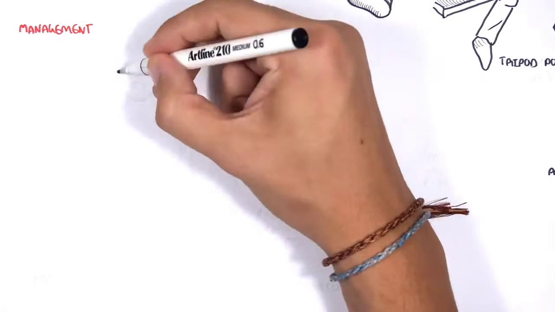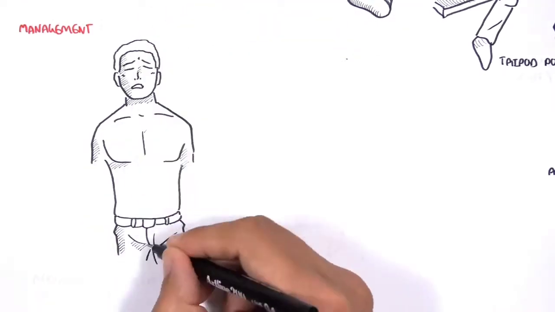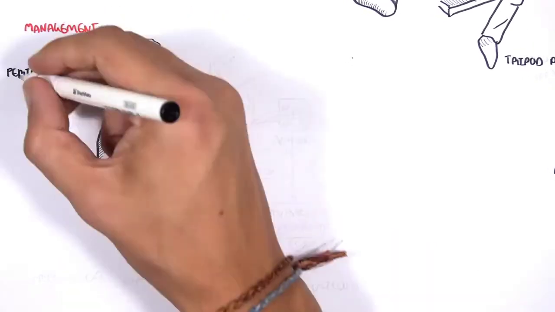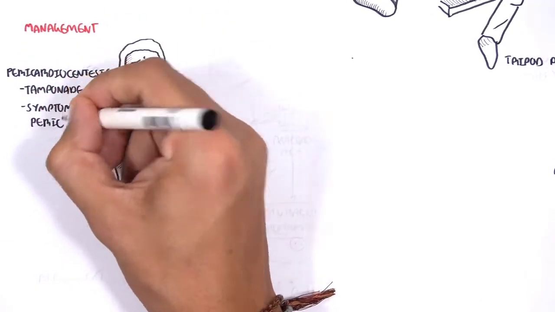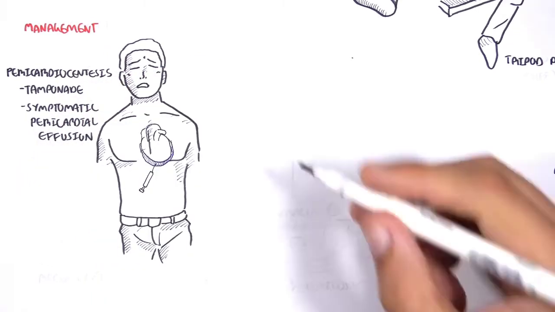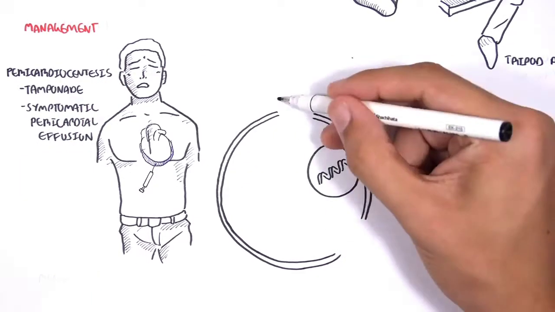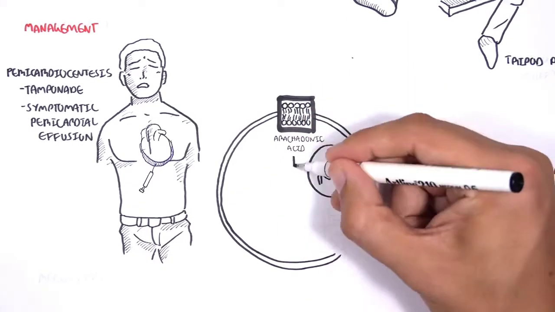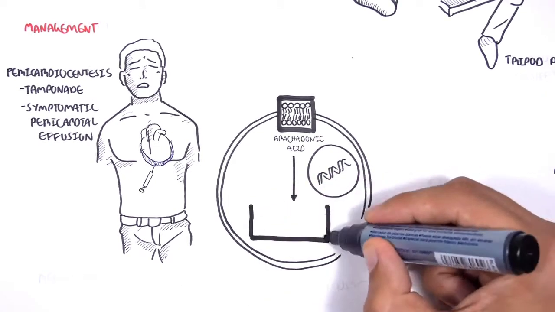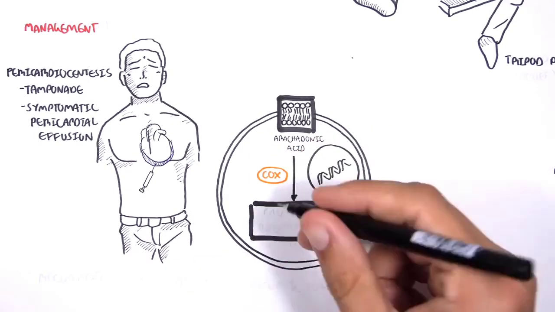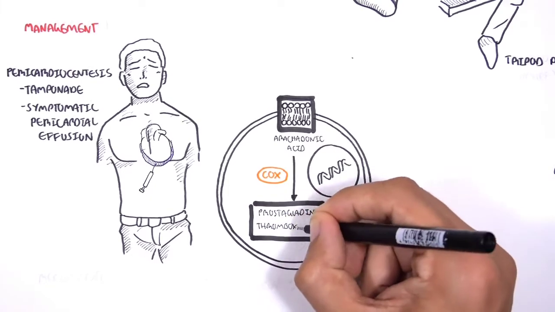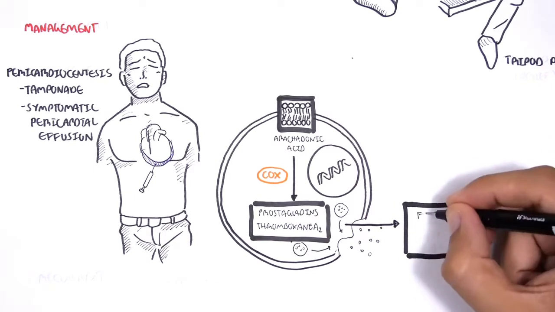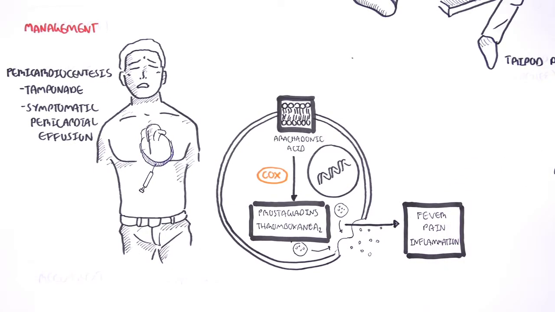Moving onwards, the management of pericarditis is to perform pericardiocentesis if there is a presence of cardiac tamponade or symptomatic pericardial effusion. In pericarditis, inflammation occurs because arachidonic acid is formed from phospholipids on the cell membrane. Arachidonic acid produces prostaglandins and thromboxane A2 with the COX enzymes. These molecules contribute to fever, pain, and inflammation in pericarditis.